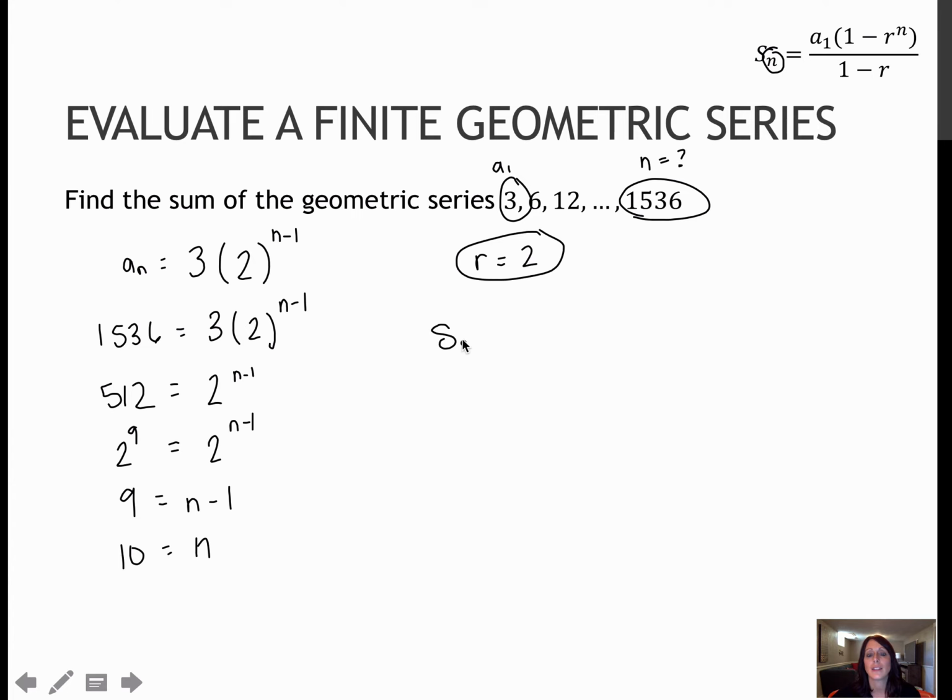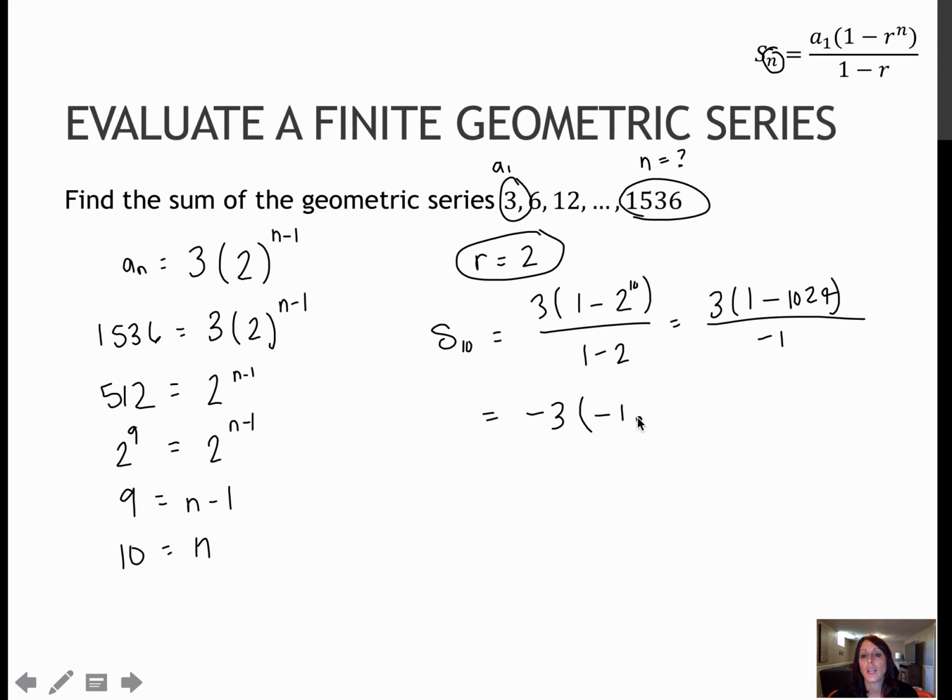Which means now I'm going to find the sum of the first 10 terms, and I'm going to do that by taking a sub 1, which is 3, times 1 minus 2 to the n, over 1 minus r, so 1 minus 2. So on my numerator, I have 1 minus 1,024, and this is 1 minus 2, which is negative 1. So this is now going to no longer be a fraction because I'm just going to move that negative and say that's negative 3 times negative 1,023, and multiplying those values together, I get 3,069. So my sum is 3,069.